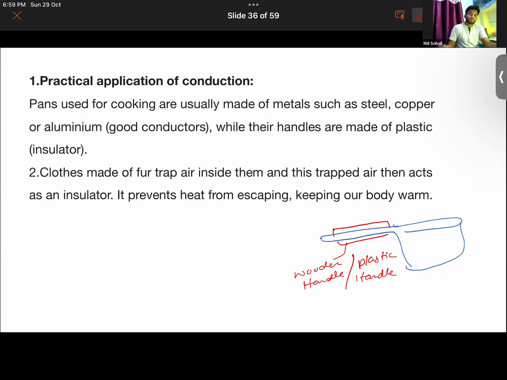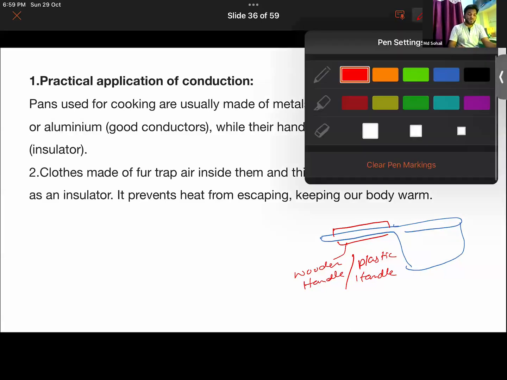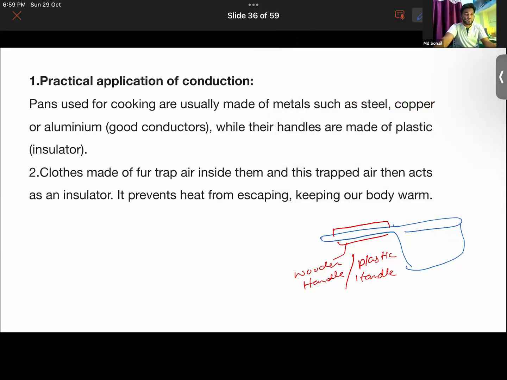Sir, glass transfers heat. Glass is also a bad conductor of heat. It transfers heat, but is not a good conductor of heat. But we have put that in the category of a conductor actually. So yeah, glass pretty much transfers heat.